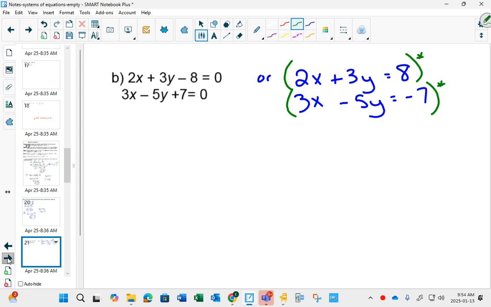So, what multiple would be both 2 and 3? What's the smallest one? 6. So, in equation 1, I want to multiply everything by 3. In equation 2, I want to multiply to get 6, but I want one to be negative, so I'm going to multiply everything by negative 2.